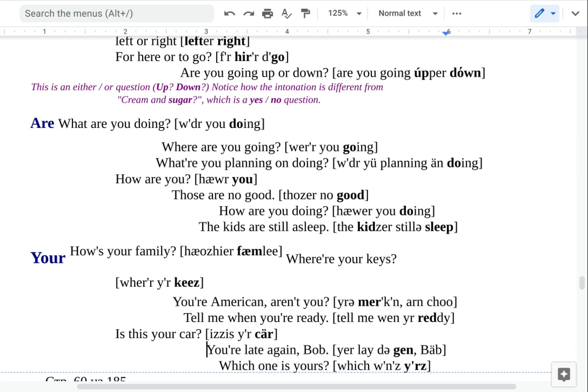Your: how's your family? Where are your keys? You're American, aren't you? Tell me when you're ready. Is this your car? You're late again, Bob. Which one is yours?